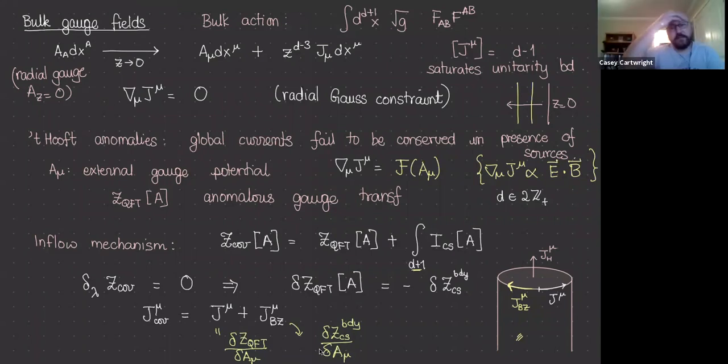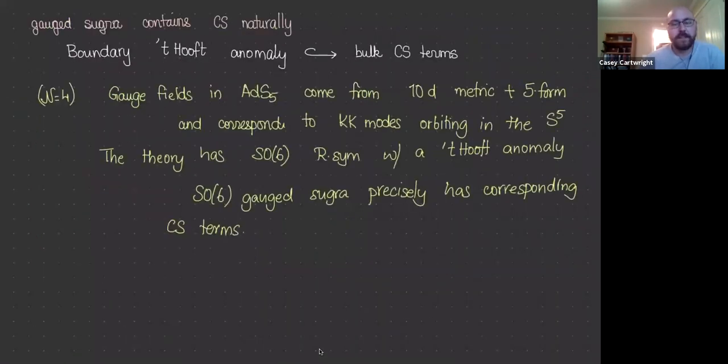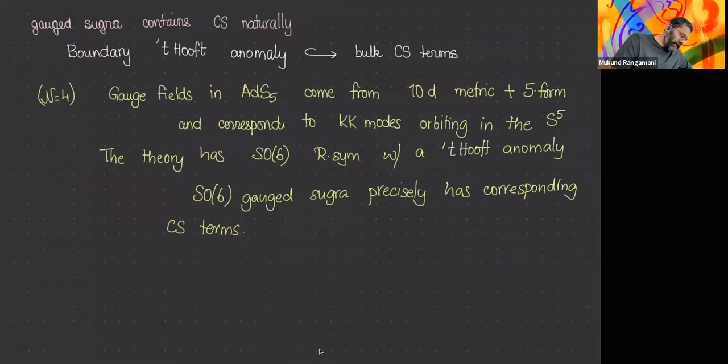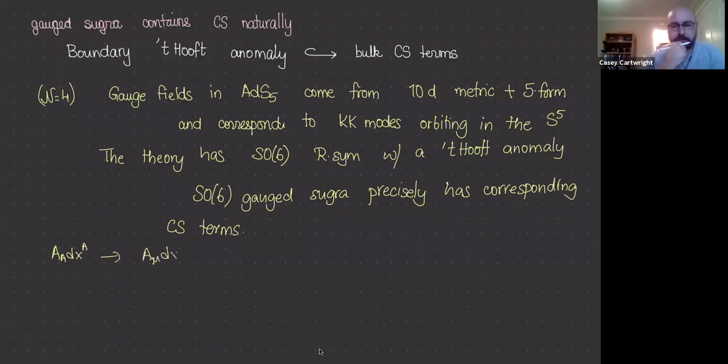Could you repeat that last statement you were making about what you can fix and what you can't fix for this gauge field? Yeah, so we had the gauge potential solution, the bulk gauge potential went like a constant plus some power law.